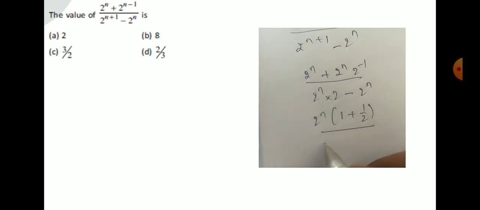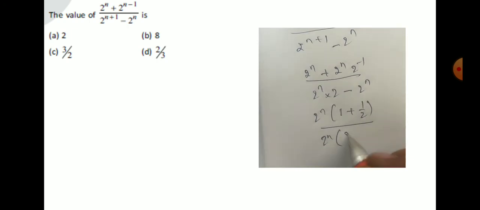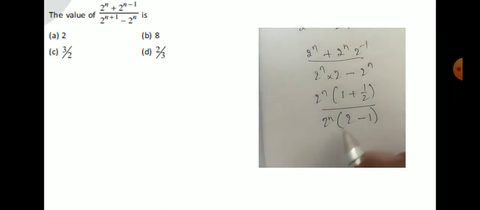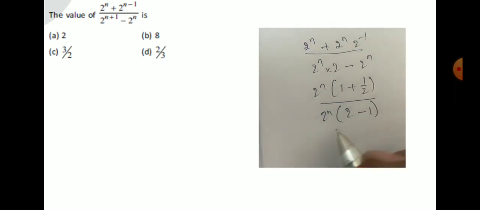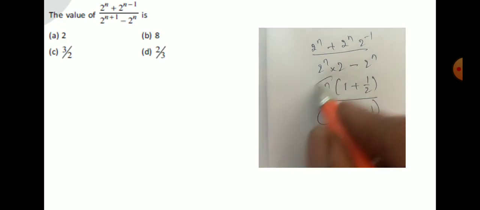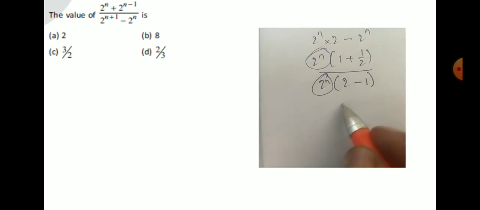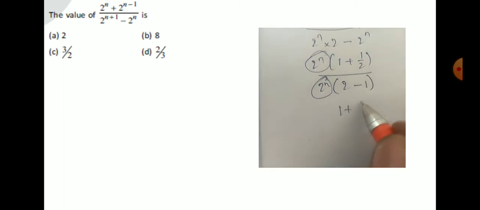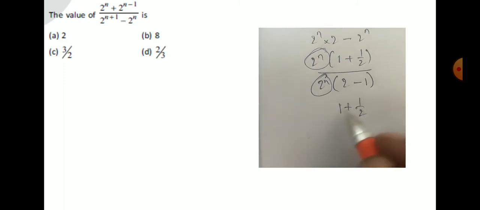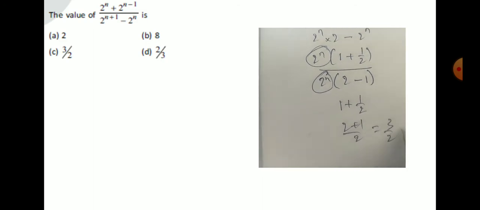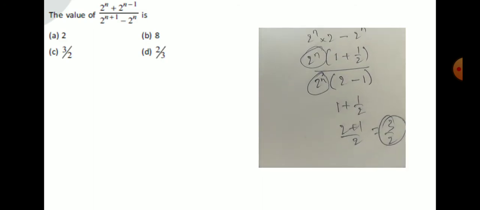2 power n in the denominator also, take the common, 2 minus 1. 2 power n cancels. We can cancel these two things. In the denominator 2 minus 1 is 1, in the numerator will remain 1 plus 1 by 2, it is nothing but 2 plus 1 by 2, it is nothing but 3 by 2 is the answer, option C.